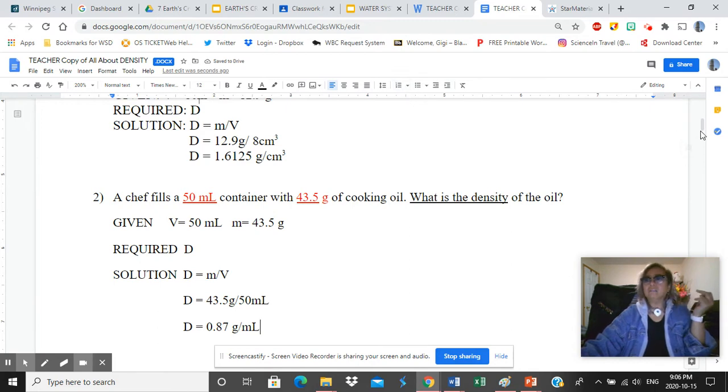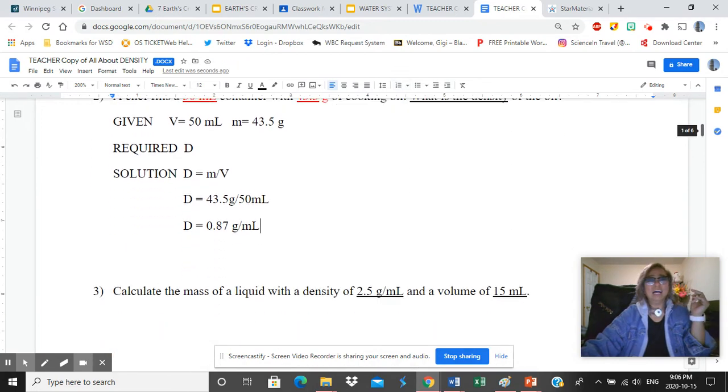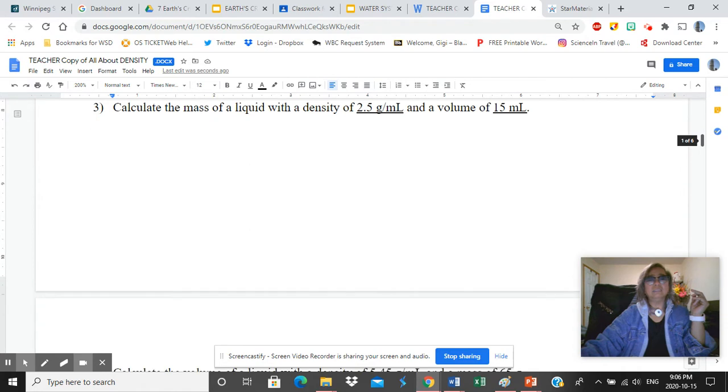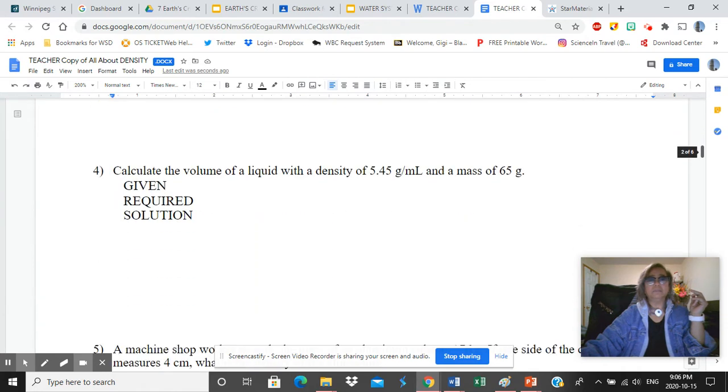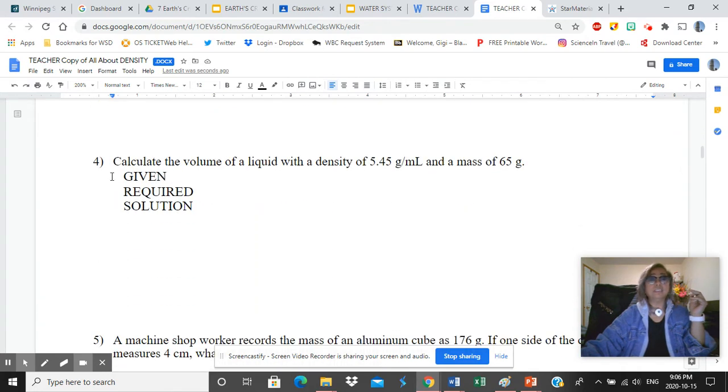Now let's pick another problem. The others you can just do on your own, right? So let's pick a different one. Now, how about this? Calculate the volume, okay, of a liquid with a density. So clearly, what do you see here? It says density is given, right? So you have it here.